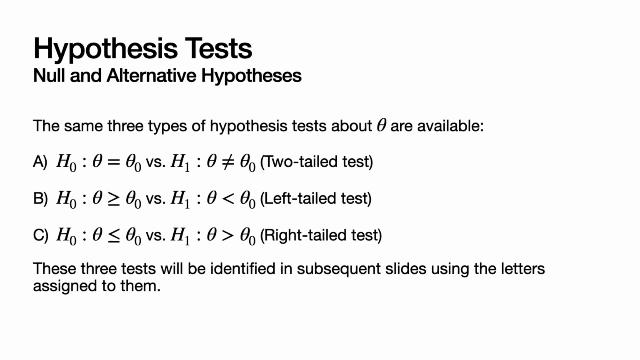So again, let's start by looking at hypothesis tests about theta. The same three types of hypothesis test about theta are available in this scenario as well. So again, we have our two-tailed test, which we're denoting by hypothesis type A. We have a left-tailed test, that is hypothesis type B, and then a right-tailed test, hypothesis type C.